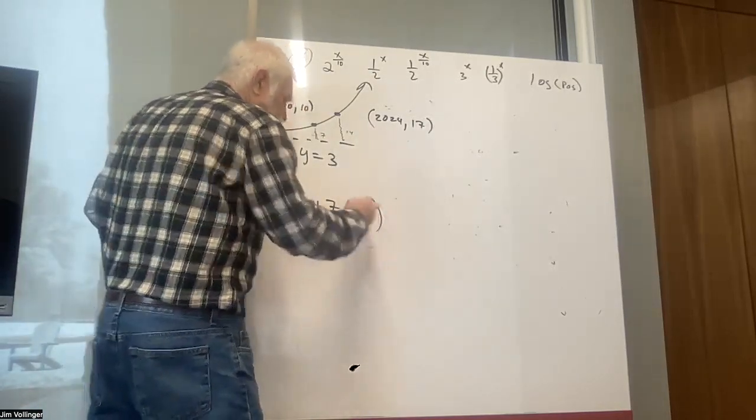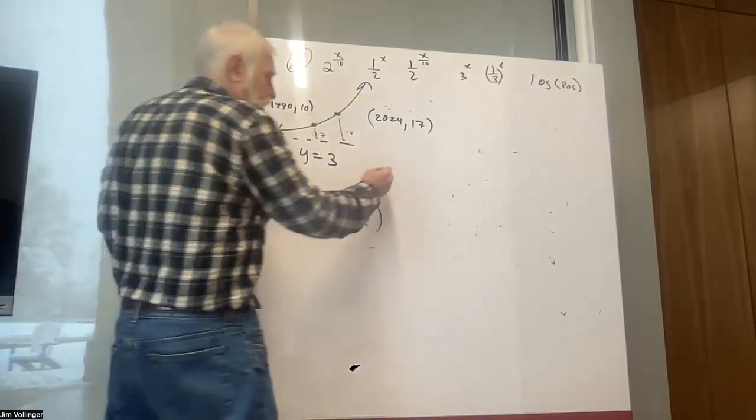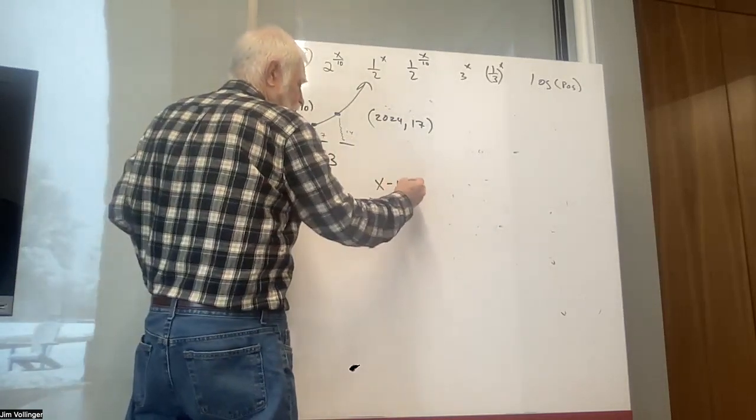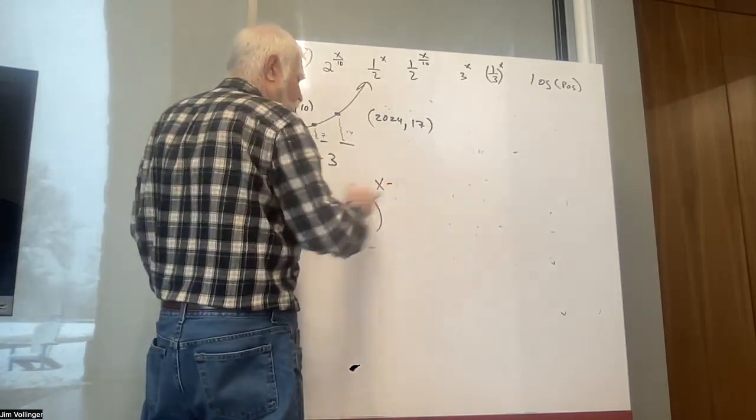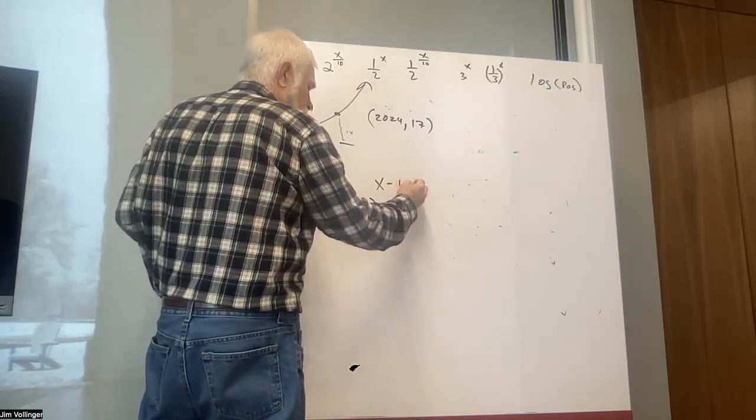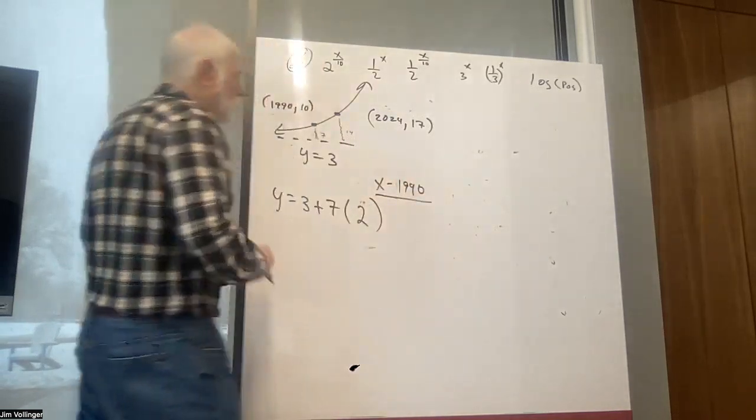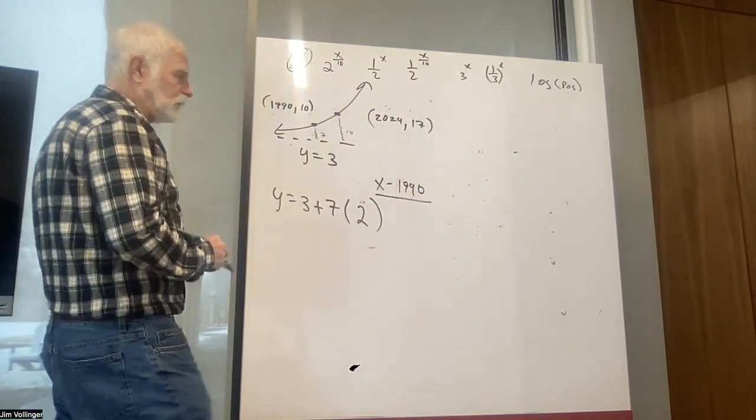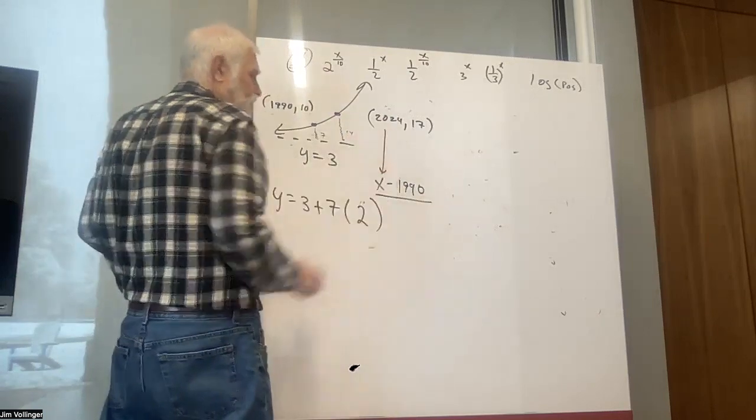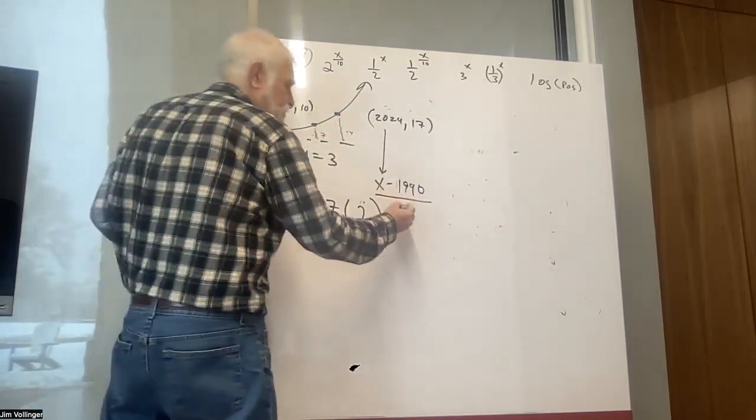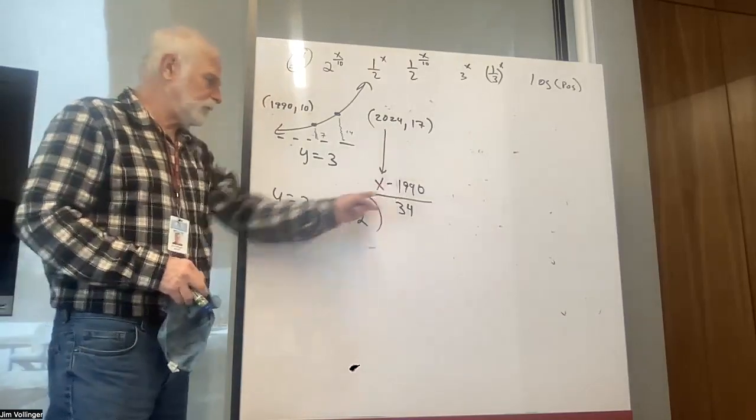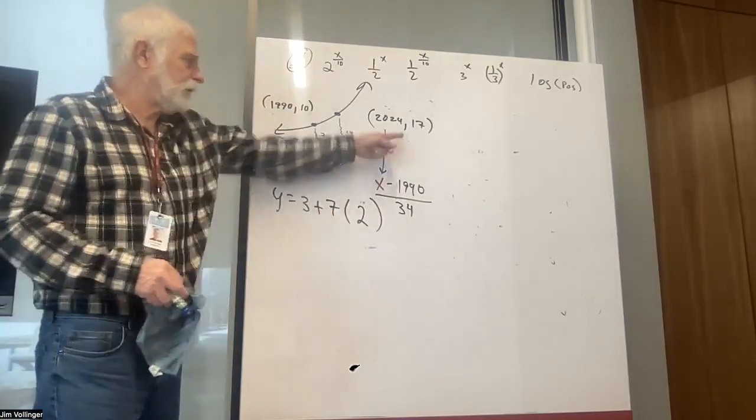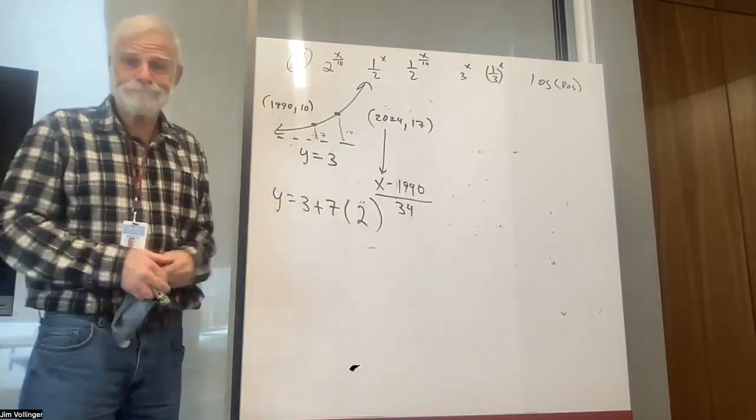So I'll put a 2 here. 1990, let's make a 0 out of that, because we know what something to the 0 is, so we have control over the computation. Yep, mathematicians, control freaks. 2024 minus 1990 is 34 years. If I divide by 34, I get 1. 2 to the 1 is 2. 2 times 7, 14, plus 3, 17.